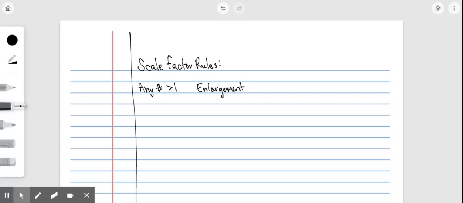Okay. Any scale factor that's less than 1, or any percent that's less than 100, is going to be a reduction, which means that your image is smaller. Okay. And then we also talked about any times you use a scale factor of 1, then your dilation is neither an enlargement or a reduction. It's exactly the same. Okay, so today what I want to talk about is, what if I have a negative number?